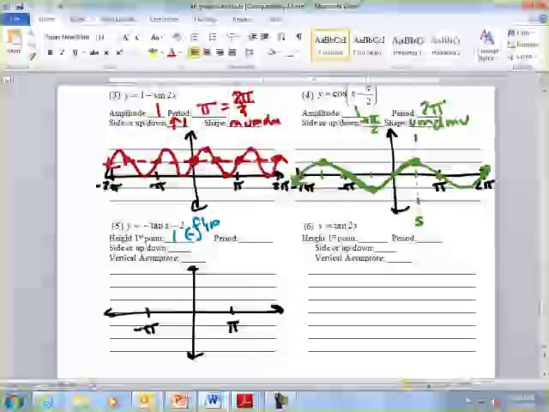What is the rule for period of tangent? Just pi over b. Sine and cosine is 2 pi over b. Tangent is just pi over b. This is one of the biggest mistakes that students will make on this quiz, is doing 2 pi over b for everything, or doing pi over b for everything. Sine and cosine are 2 pi over b. Tangent is pi over b. So this one is just pi.